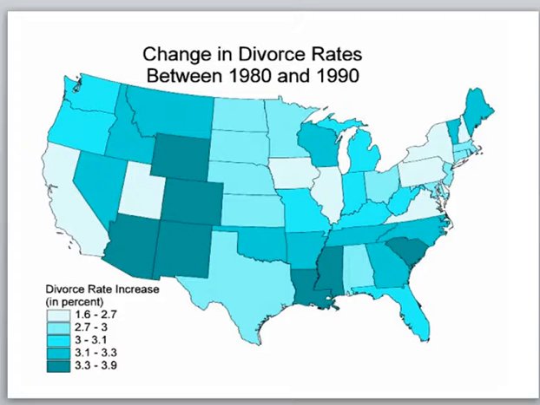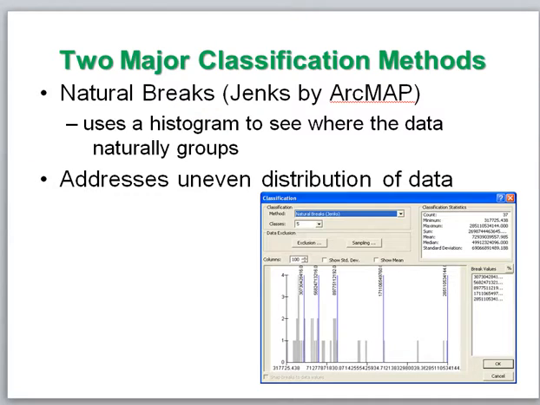And so here is a Choropleth map showing divorce rate. The higher rate of divorce is in the dark teal, going into the lighter colors, which makes this really easy to visualize. In ArcMap, there are two common classification methods.